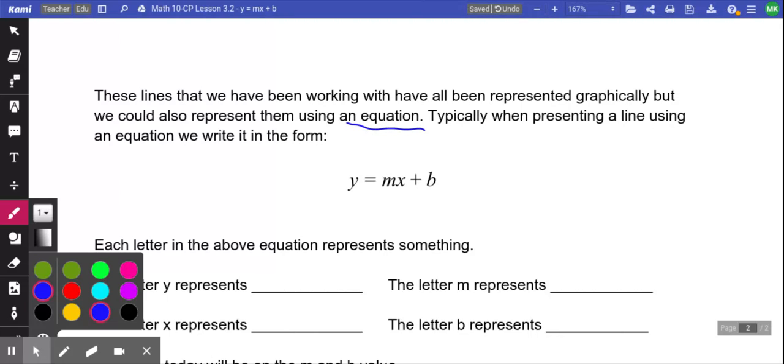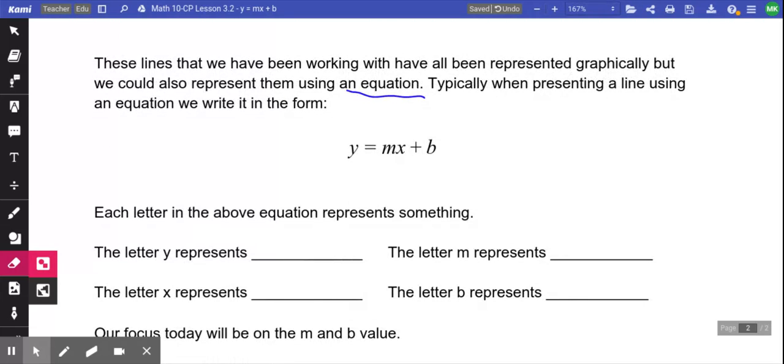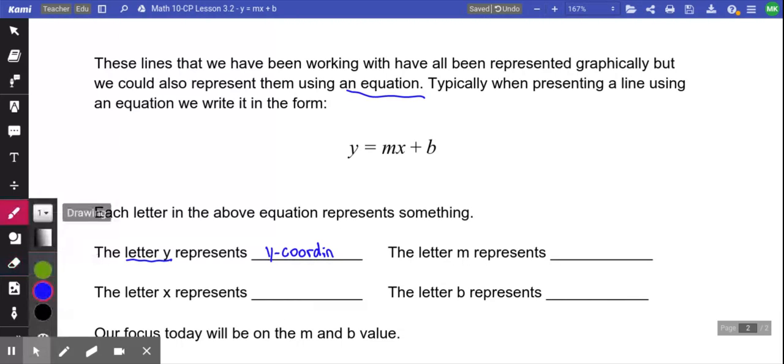When we represent them as equations, we always want them to be in this form: y equals mx plus b. So you want the letter y by itself and everything else on the other side. And that's how we write those lines as equations. When you're in this form, each letter means something different. The letter y represents the y coordinate, or the y values. Typically, we just leave it as the letter y.